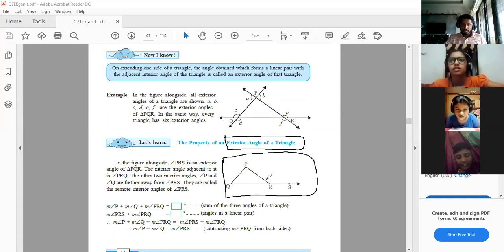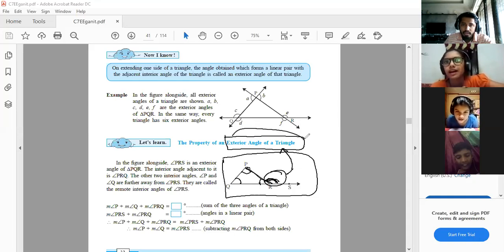See the angle. This one. This angle is touching the triangle, but is this angle inside? How many angles are inside the triangle? 1, 2, 3, and this angle is outside. So this angle is called the exterior angle of a triangle.